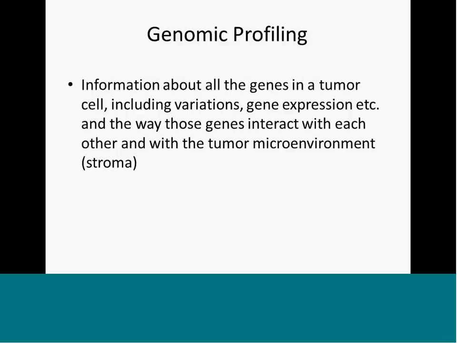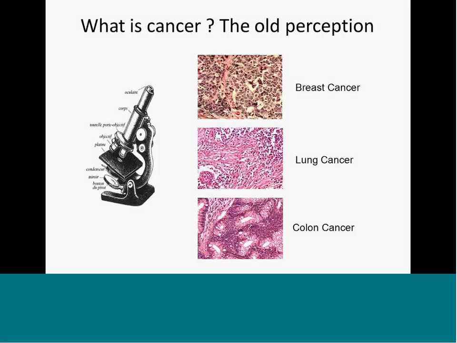So what is genomic profiling? Genomic profiling is information about all the genes in a tumor cell, including variation, gene expression, etc., and the ways these genes interact with each other and with the tumor microenvironment. As you know, where we're headed is that we don't just want to treat patients based on what they're diagnosed with, but based on what their tumor suggests to us.